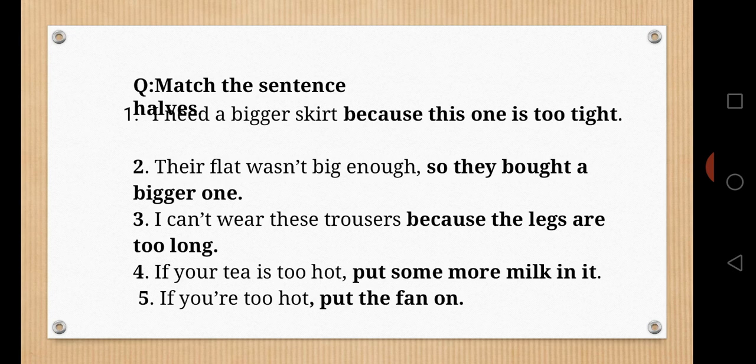Third, I can't wear these trousers because the legs are too long. Fourth, if your tea is too hot, put some more milk in it. Last one, if you are too hot, put the fan on. So in this way, you will match the halves.